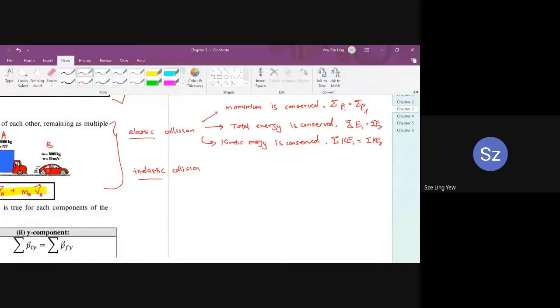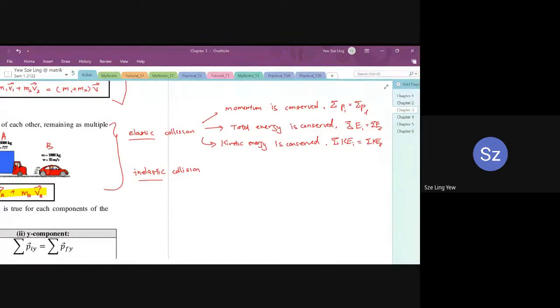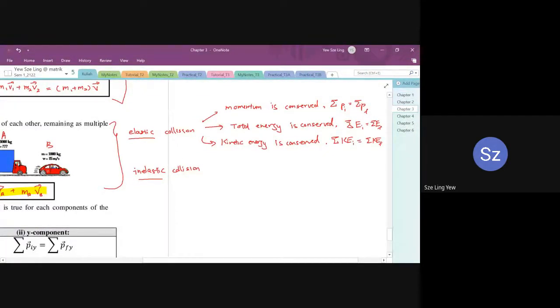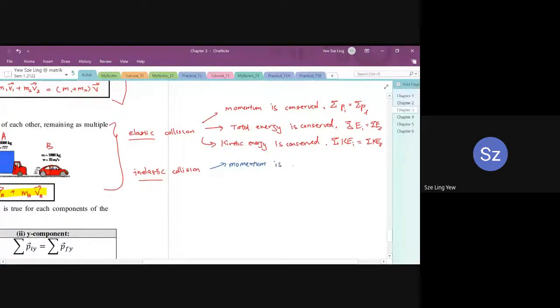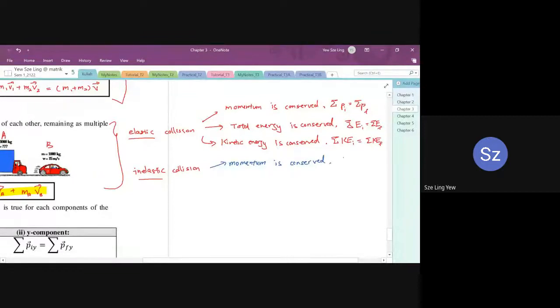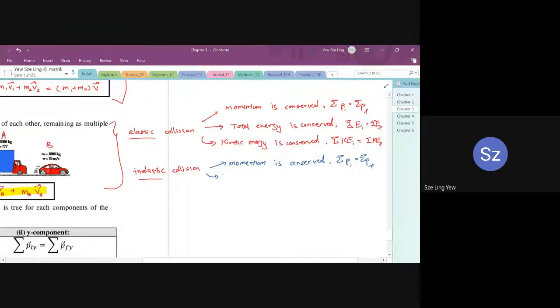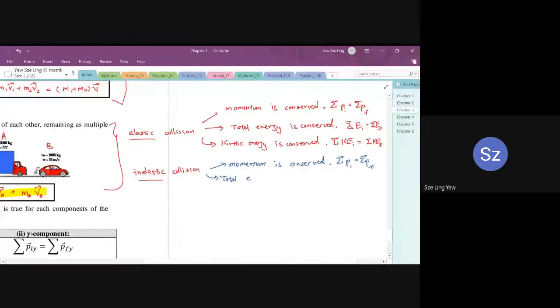Now, when it comes to inelastic collision, what can we say about it? First thing, momentum is also conserved, so you cannot check whether it is elastic or inelastic by using momentum. Total P initial equals total P final. And then again, total energy is conserved.